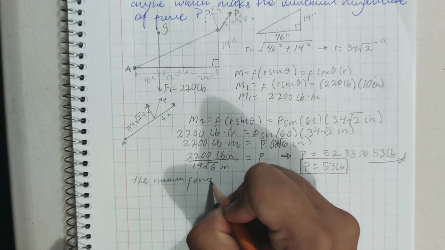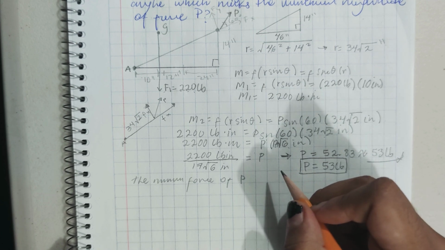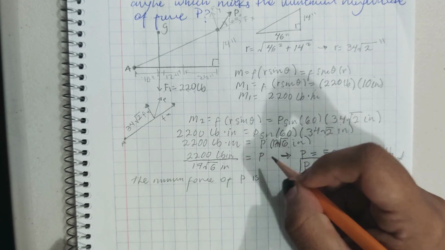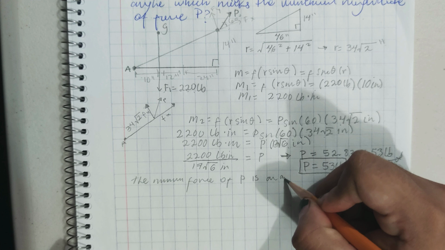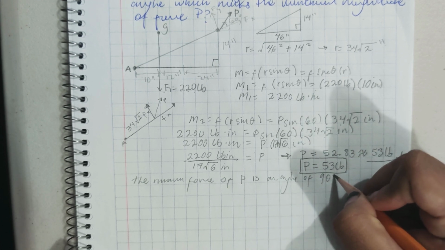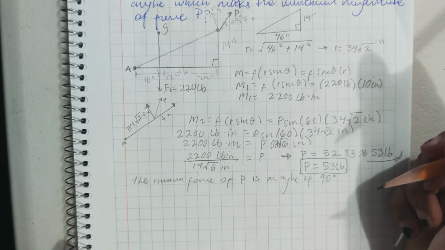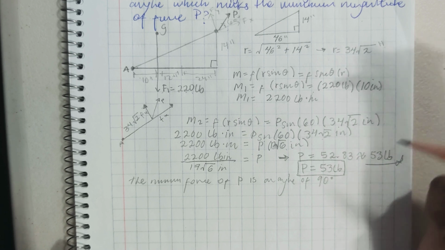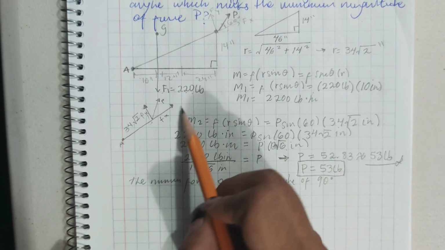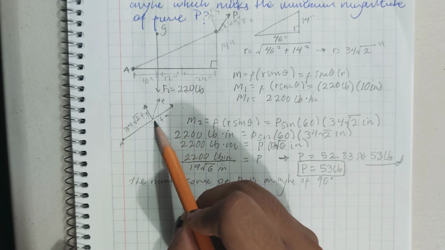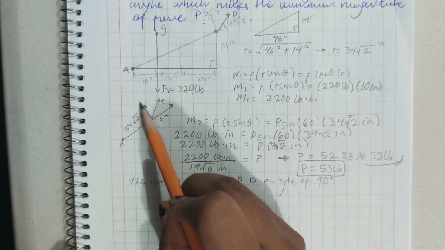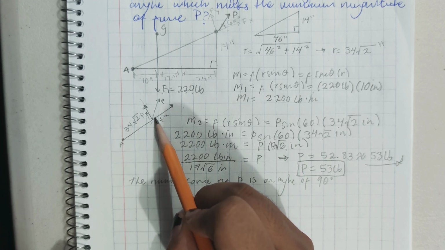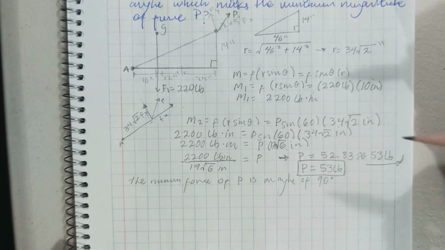So we can say now that the minimum force of P occurs at an angle of 90 degrees. This is because for any force, considering its y component and x component, the minimum force is when the angle is a right angle, so we have the right one.